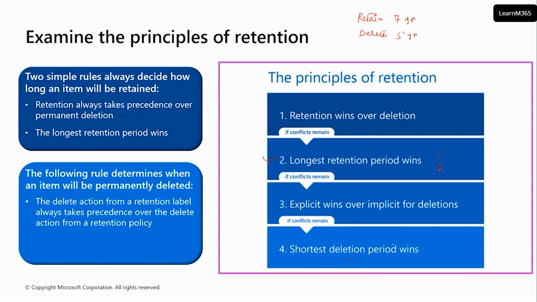So basically, in case you have two policies, delete after 3 years and delete after 5 years, delete after 3 years will take the precedence, right? There are two simple rules that always decide how long an item will be retained. First of all, retention always takes precedence over permanent deletion, and the longest retention period wins. The following rule determines when an item will be permanently deleted. The delete action from a retention label always takes precedence over the delete action from a retention policy. So these are the principles of retention.